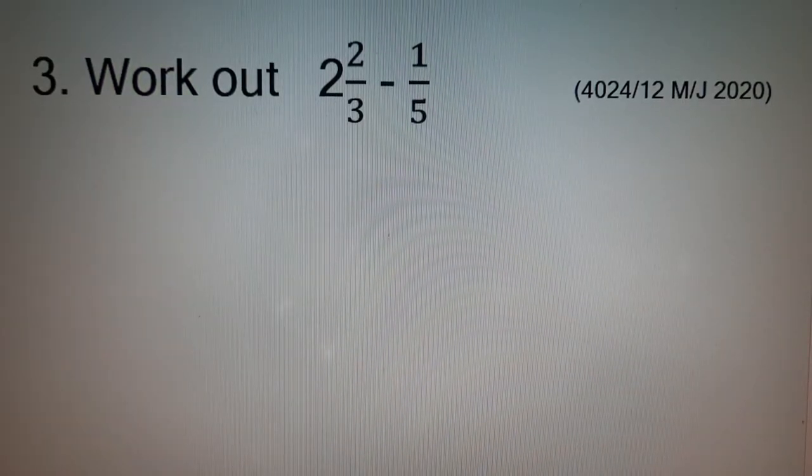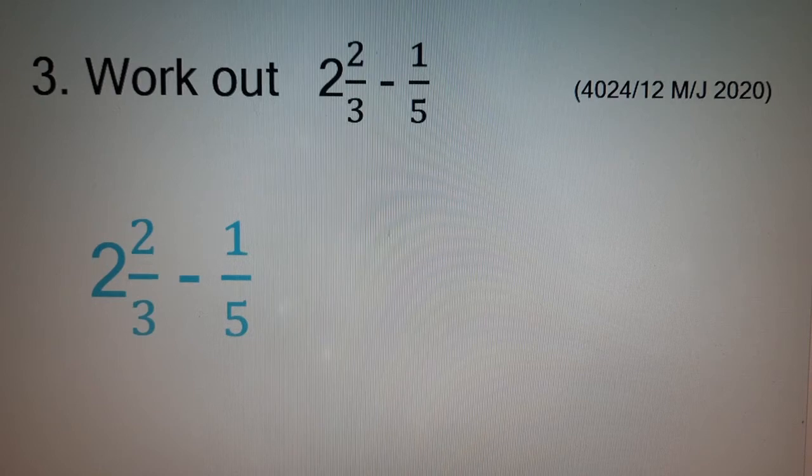Question number 3. Work out 2 upon 3 minus 1/5. In this question you are given 2 upon 3. It is a mixed number. So before you simplify, you have to change it to an improper fraction.